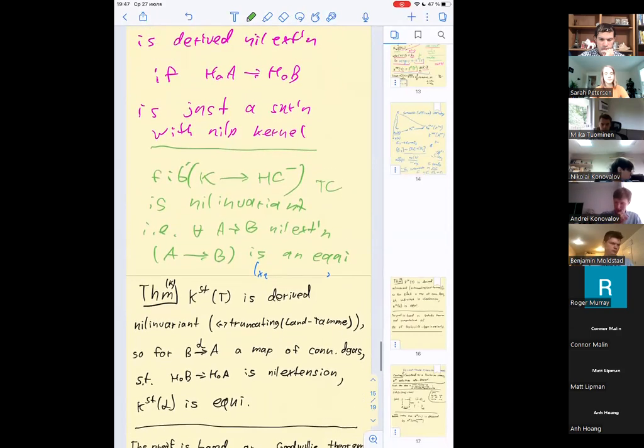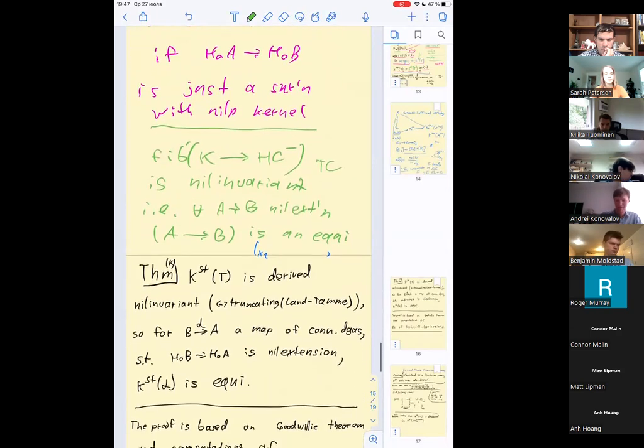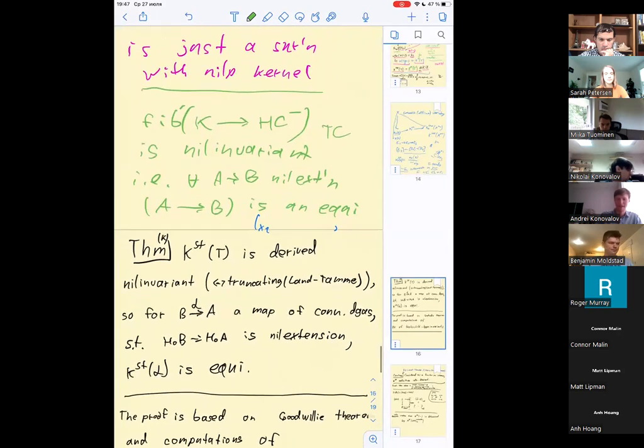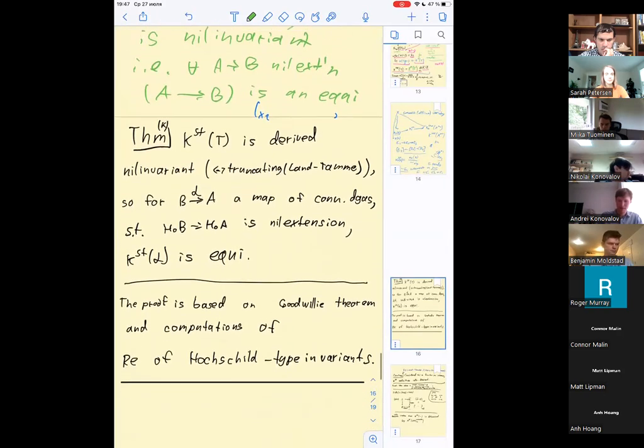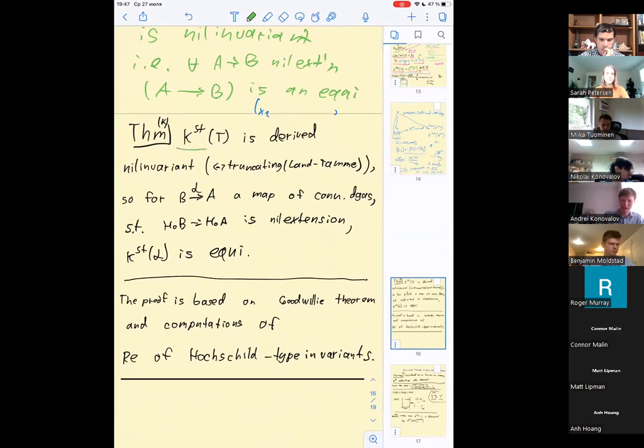This theorem was motivated by, and in fact was used in the proof of, the following theorem: that semi-topological K-theory is in fact also derived nil-invariant. So for every nil-extension of connective algebras, semi-topological K-theory computed on this map is an equivalence.